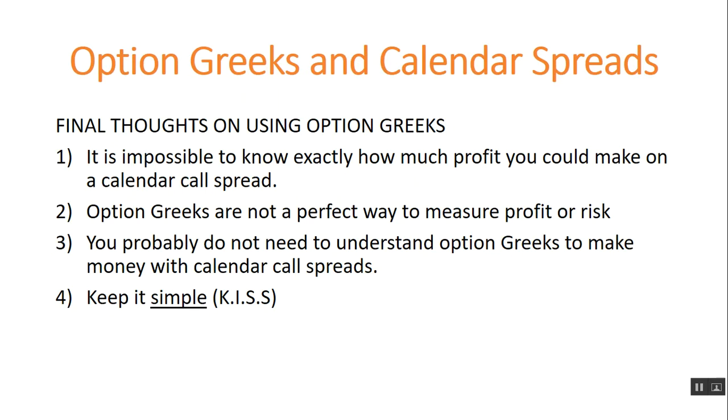Delta, that's how much calls, and put options too, go up or down as the stock goes up or down a dollar. And the theta, that's time decay. How much money is your stock option gonna lose on a day-by-day basis?